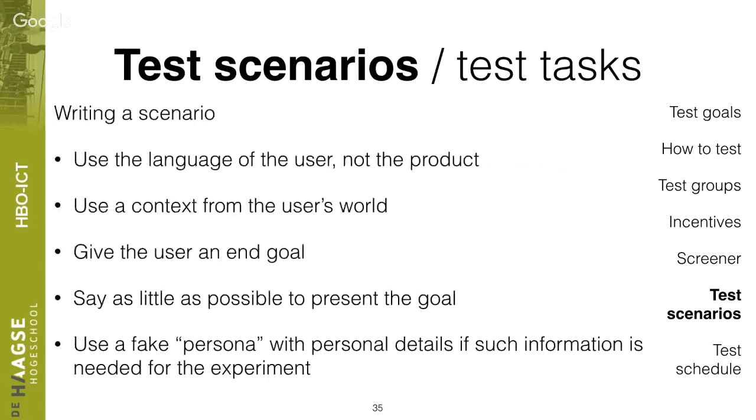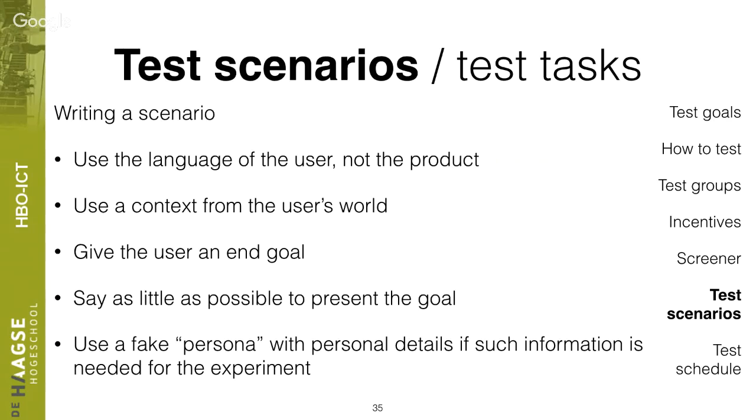So use a context, make a story that fits the real world. Give the user an end goal, because if you don't give an end goal, then the users don't really know what they need to do. So you should always have an end goal: okay, this is what I need to do. I will try to use this system in order to reach that end goal. And then what you're interested in is what route they will take, how long will it take them to reach that goal.